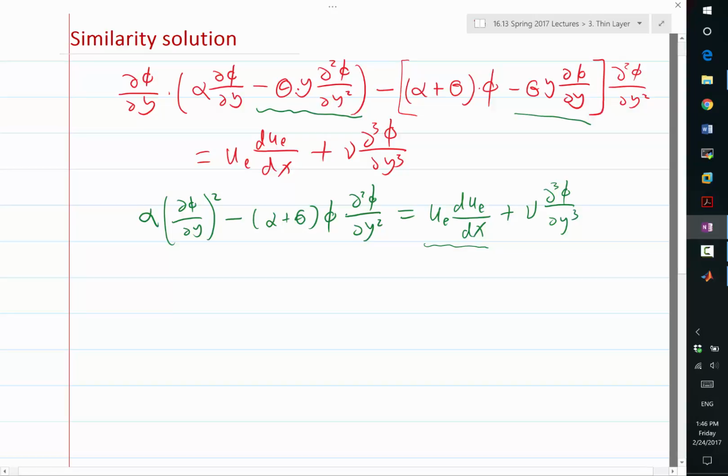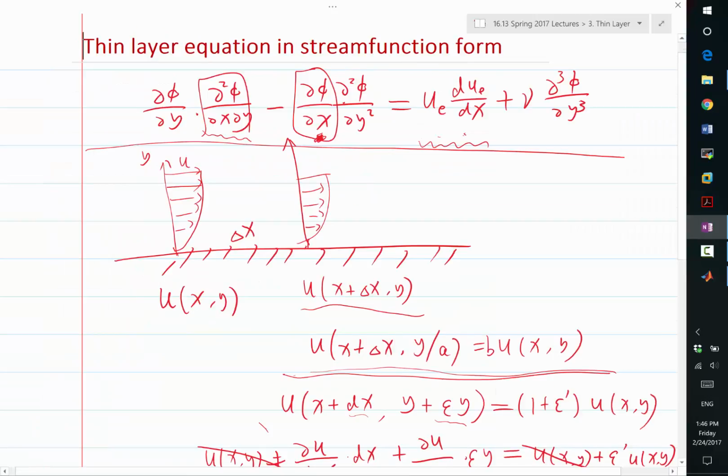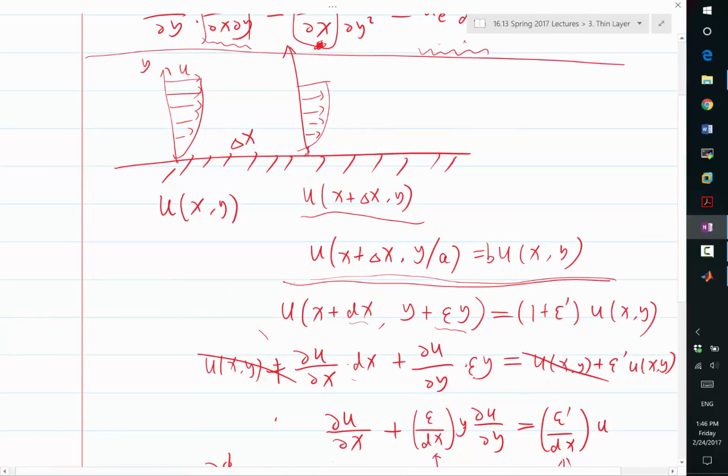If we look at it from the last page, my u at any location, when I move in the x direction by delta x, is scaled by b. How about ue? Ue is just the velocity at the edge of the boundary, right? So if I increase x by a delta x, how should ue change? Still ue? Is it still ue, or is it also scaled? Yeah, it's also scaled by this b, or 1 plus epsilon prime, right?